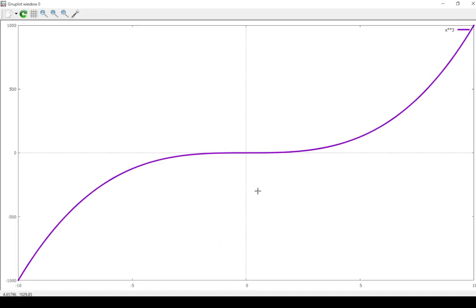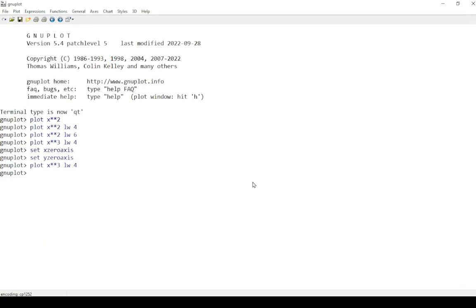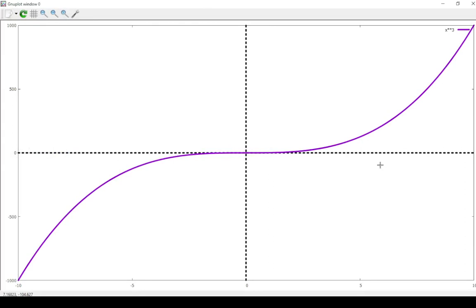I can make this line thicker. How am I getting the old command? I am just using the keyboard arrows, up and down. So this is up, this is down. So set x 0 axis LW4, set y 0 axis LW4, then if I plot it again, I get thicker lines there. Then you can clearly see your zero axis and the plot of x cube. I can change the writing format also. So in one class, small things, right?